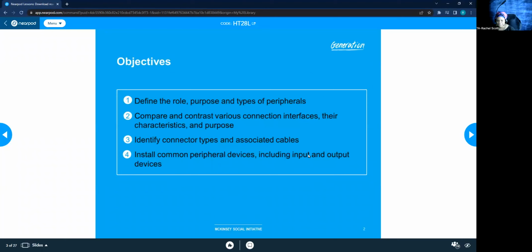We have today's objectives. Can I get a volunteer to read the objectives? Eric? Go ahead, Eric. Objectives: Define the role, purpose, and types of peripherals. Compare and contrast various connection interfaces, their characteristics, and purpose. Identify connector types and associated cables. Install common peripheral devices, including input and output devices.